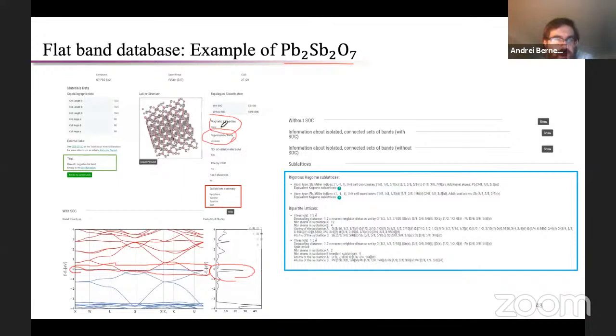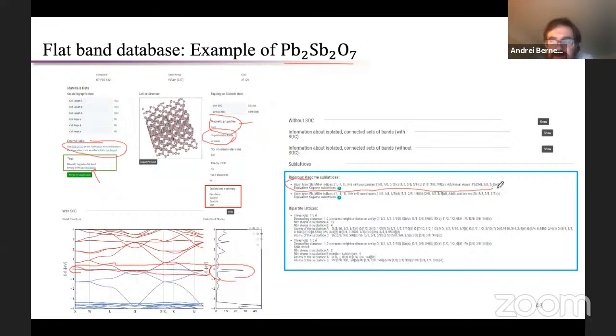And again, this information comes from a Japanese database of superconducting materials. The magnetic properties come from the Materials Project. Okay, and then you get a lot of information like the band structure, the topological character. If you go here on the topological database, this belongs to the flat band list, and then you also get information about which atoms form sublattices.